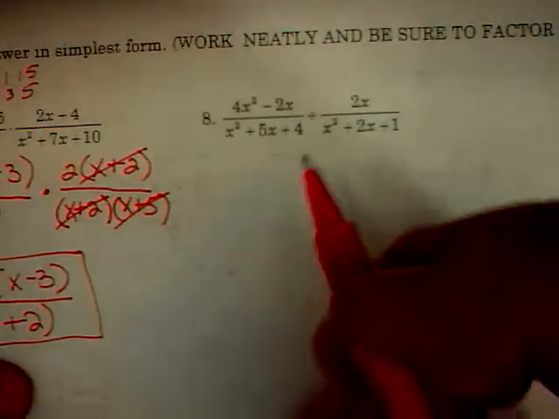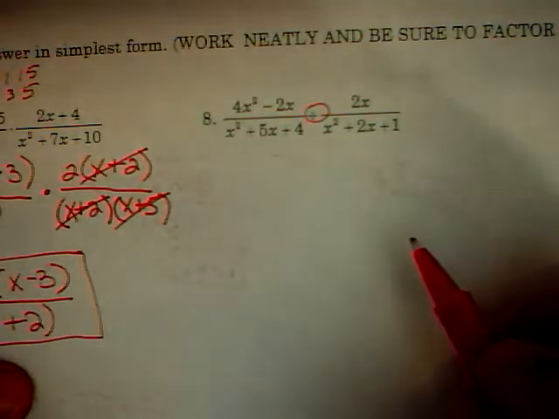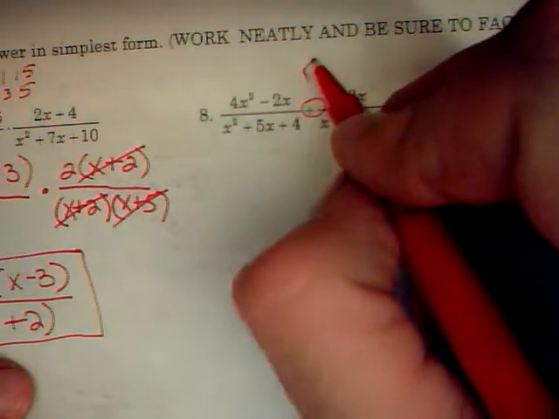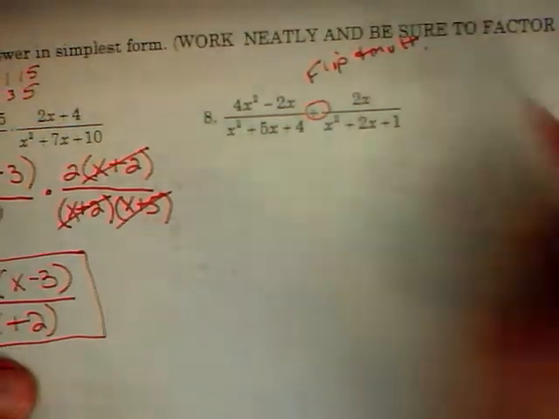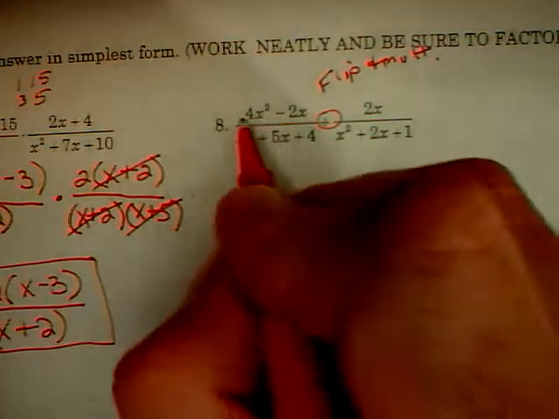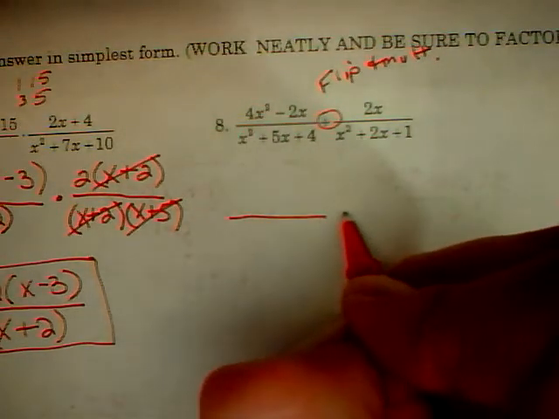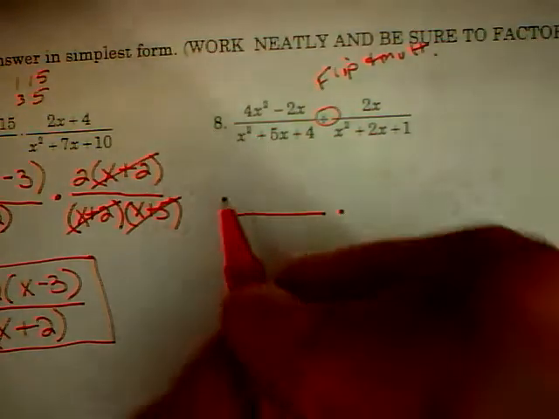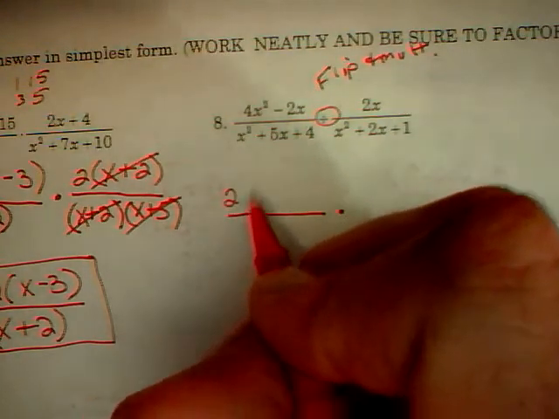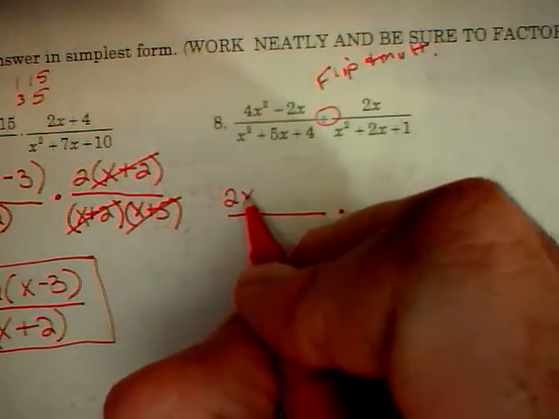On number 8, again, this is division. We're going to flip and multiply. Okay, so we're going to first start with the first fraction. We're going to factor both numerator and denominator. So we look for greatest common factor, which appears there's a 2 and there's also an x.